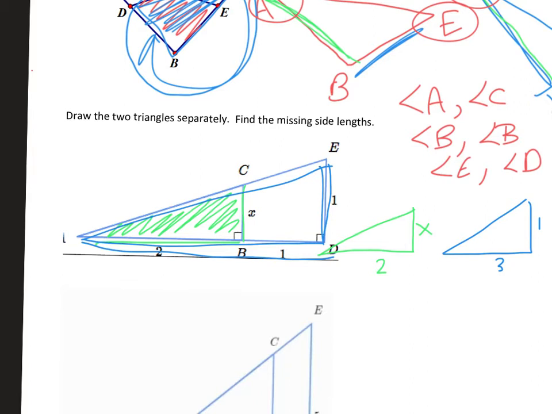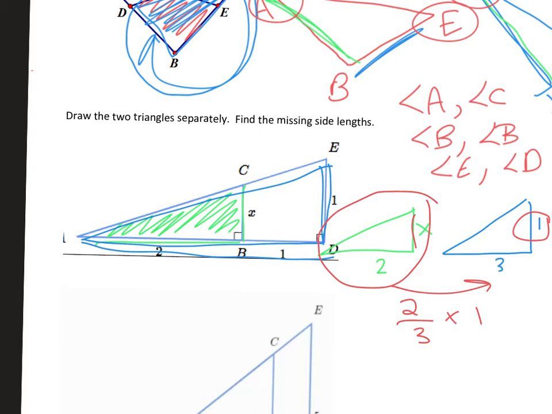I'm trying to figure out what this side length is going to be. These are two similar triangles. So using what I did from the other lessons, I'm going to look at the side that has the unknown. The side that corresponds to 2 is 3. So I'm going to do 2 divided by 3, and then multiply it by 1, because 1 corresponds with X. So 2/3 times 1. Anytime you multiply a number by 1, it's the same number. So the answer is 2/3.